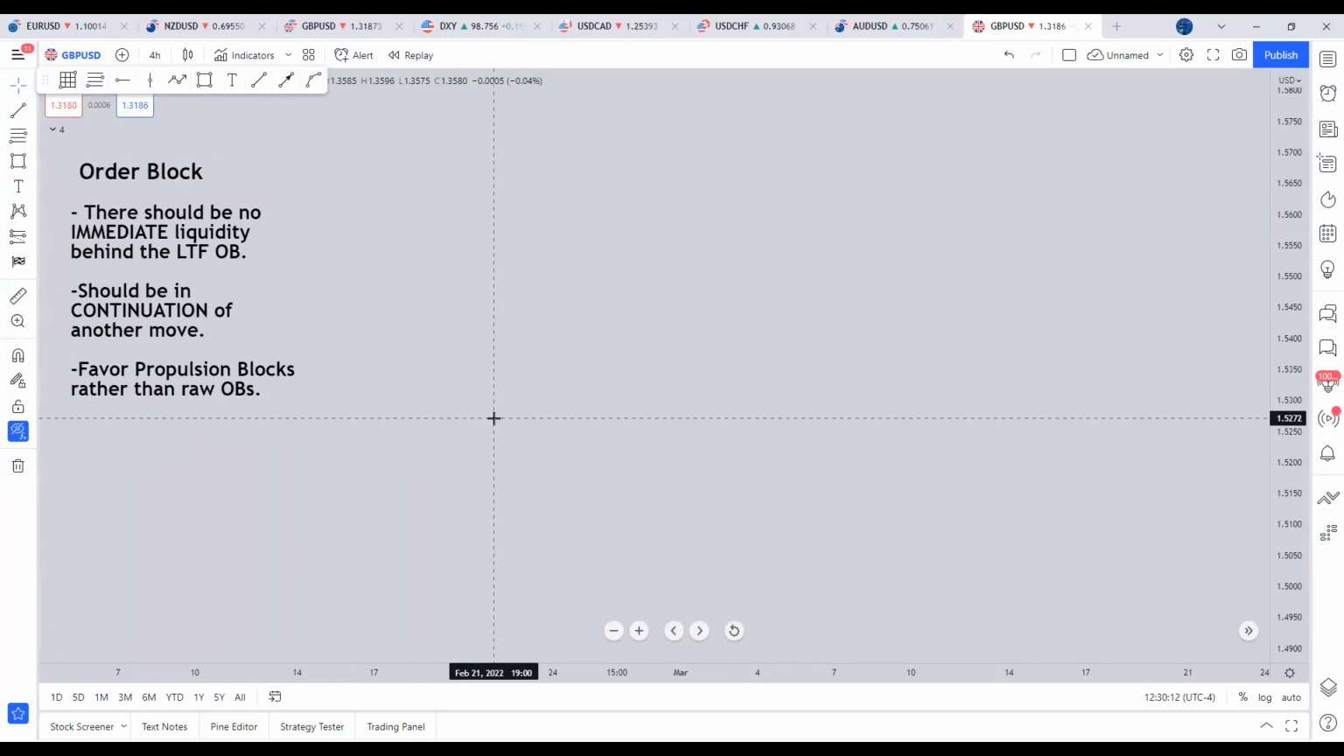Now, if you guys know what a propulsion block is, drop a 1 in the chat. If you don't know what a propulsion block is, drop a 2 in the chat. Okay, so I'll explain it very quickly just to get everybody on the same page.